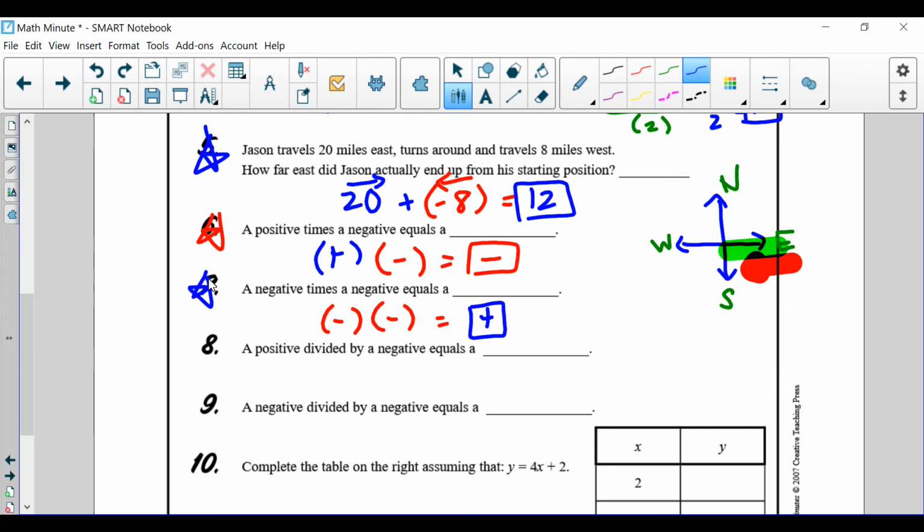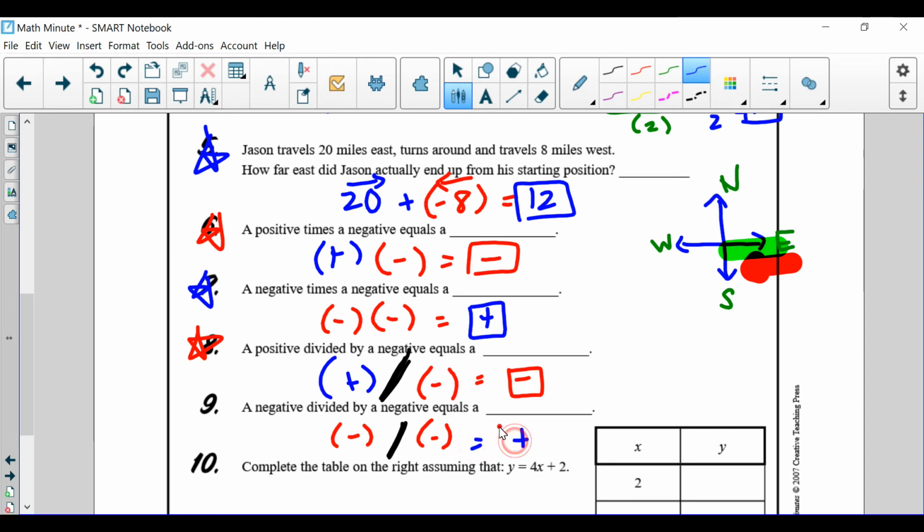And those rules still apply when you're dividing. Multiplying and dividing are essentially very similar. They're just the opposites of each other, but they still follow the same rules. So when it says a positive, but this time it's divided by a negative, it's still the same idea. It is still a negative answer. And then again, it says a negative divided by a negative. Once again, a negative divided by a negative is going to be equal to a positive.